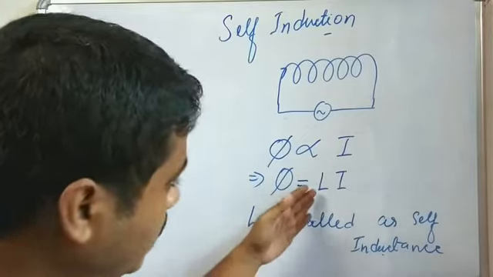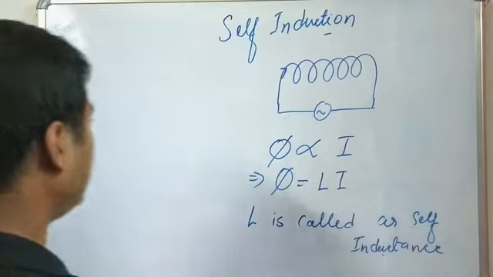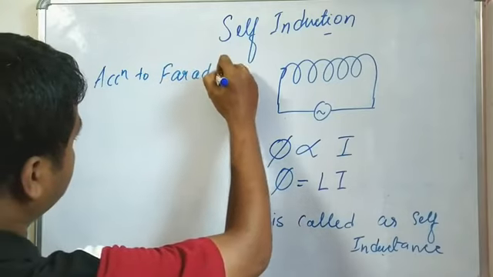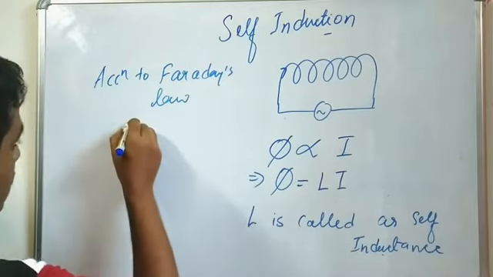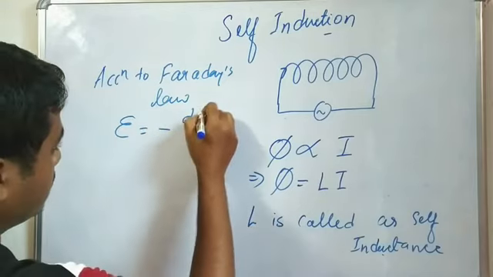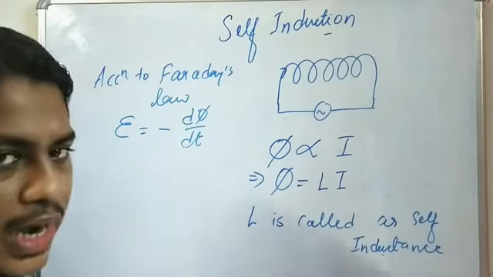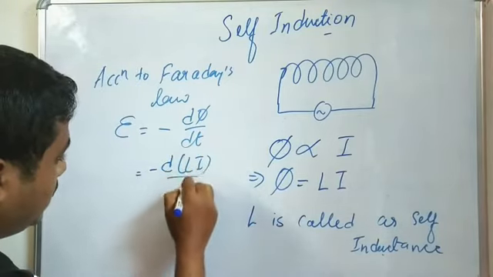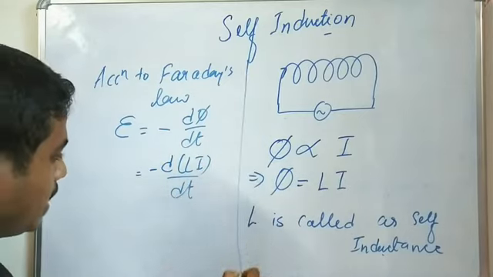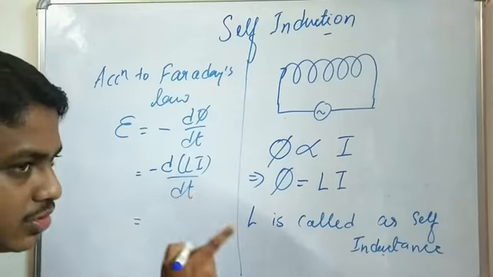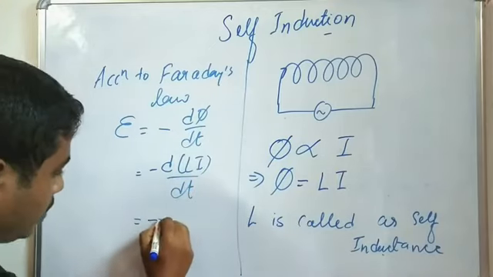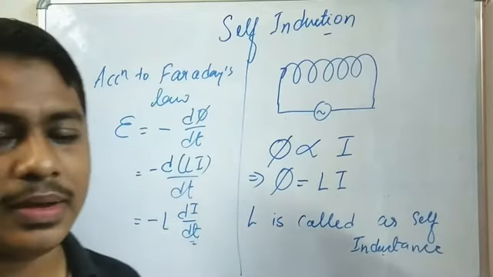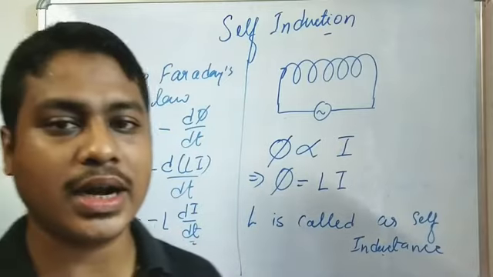And if I want to calculate the formula of this L, according to Faraday's law, it suggests that induced EMF is equal to minus d phi by dt. That was Faraday's law. If I put the value of phi here, it will be minus d(LI) by dt. This L is constant, as we already know, so L will come out. So it will be L dI by dt. This is the formula for the induced EMF related to the self-inductance.